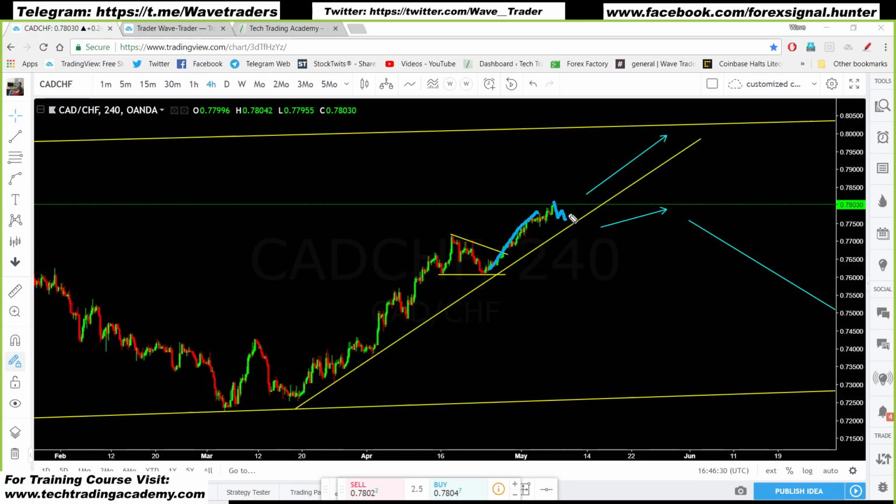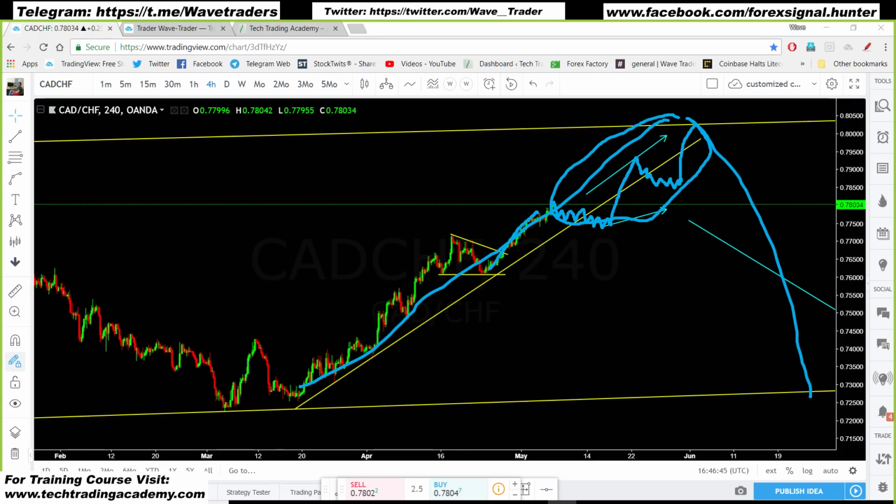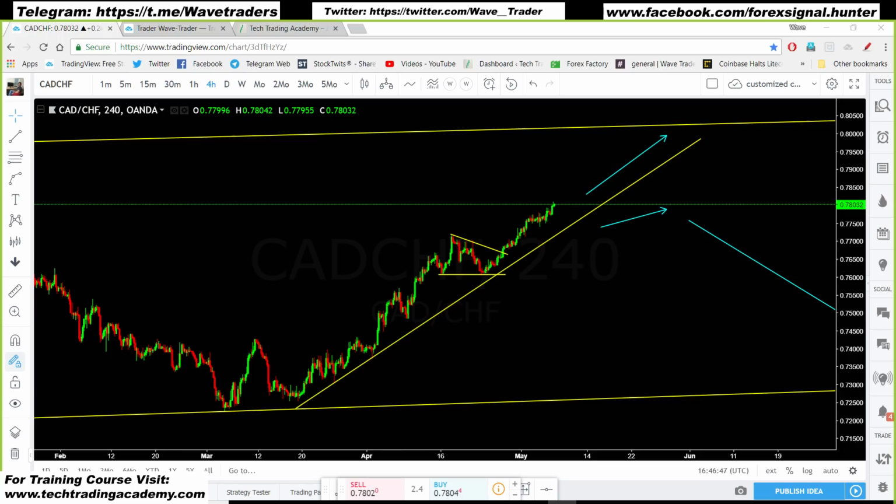Another correction and that short-term buy, similar to the dollar CHF. Another correction and short-term buy. Once price completes this bigger wave, there's going to be a drop. Let's suppose price is not going to complete that wave and reverses from the current price. Make sure you see that kind of drop before you start to sell.